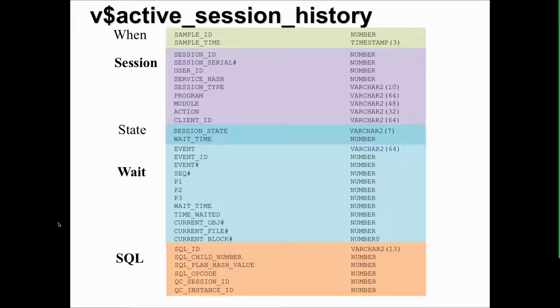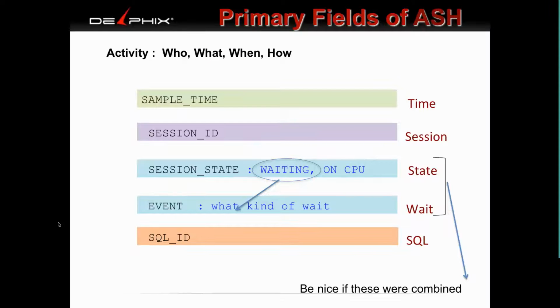So that looks like a lot of fields, but we can break it down into the basics. The basics are: when did it occur? Who was it? What state were they in? And what SQL were they running? Now, state has two possible values: waiting or on CPU. But if they're waiting, we need to look at the event and find out what wait event they're waiting on. Ideally, I wish they just put CPU as another wait event. It would make querying a lot easier.